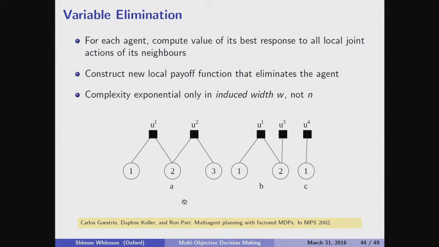Okay? As you may or may not know, there are many algorithms that have been developed to solve this kind of problem. These methods were originally developed in a probabilistic setting, but they can be applied to this optimization setting very easily. One of them is called variable elimination. The main idea is that for each agent, we compute the value of its best response to all of the local joint actions of its neighbors. And in doing so, we can construct a new local payoff function that eliminates the agent from the graph. This gives us a computational complexity only in what's called the induced width of the graph, rather than in n. So rather than having to iterate over this exponentially large action space, we can much faster find the maximizing joint action.